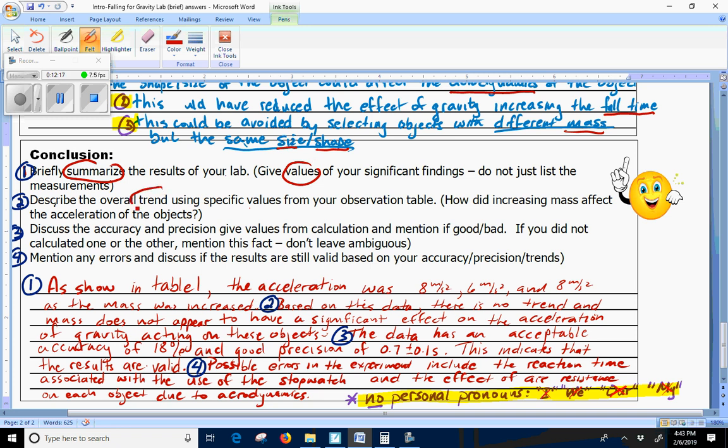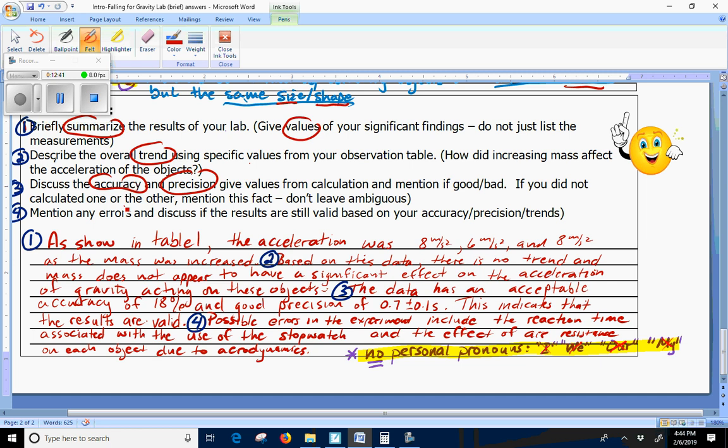Tell me the overall trend. What was the trend here? What happened, for example, to the acceleration as you changed the mass? Then you tell me how good the measurements were. So you comment on the accuracy, precision, and tell me how good the values are. Are the actual calculations valid or not? And basically, what you want to do at the end is indicate any kind of errors as well.